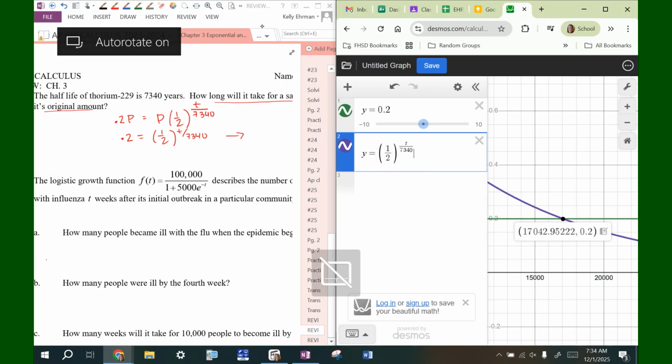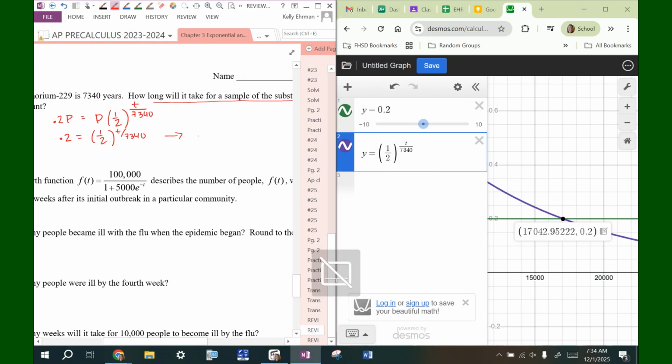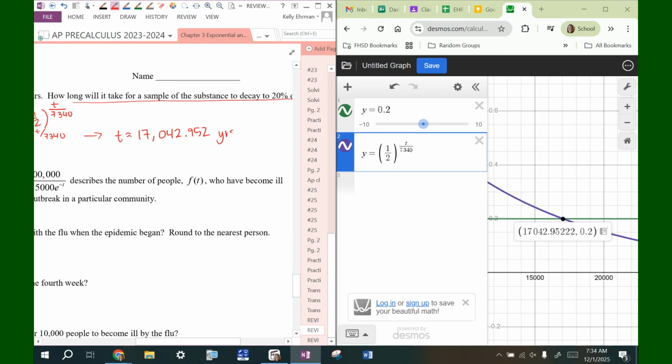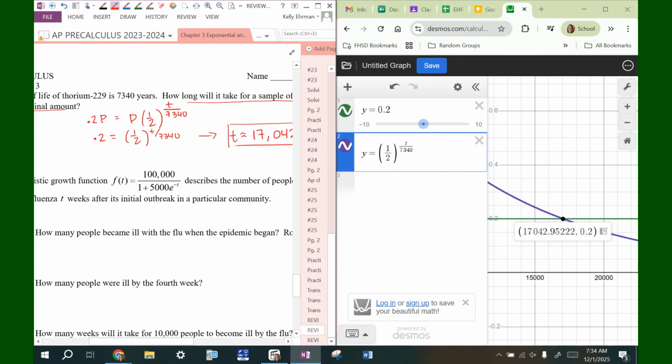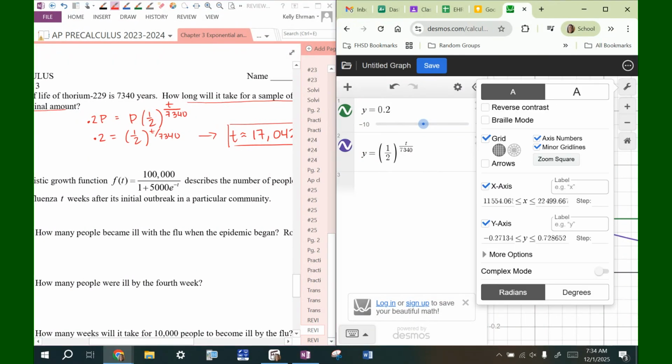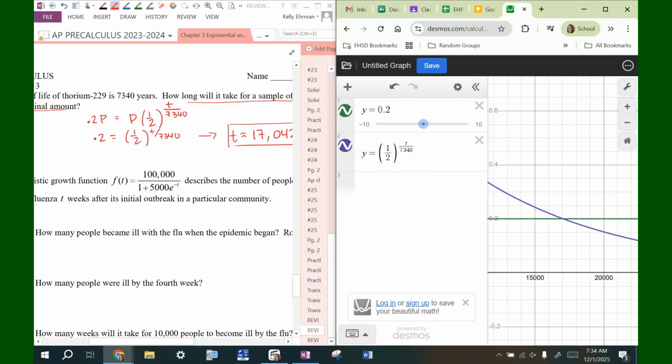Let me write this down. 17,042.952 years. If the zooming isn't quite working for you, the reason I went from 0 to 1 here was because, remember, we're just setting this equal to 0.2. So your y window really just needs to capture that y value.